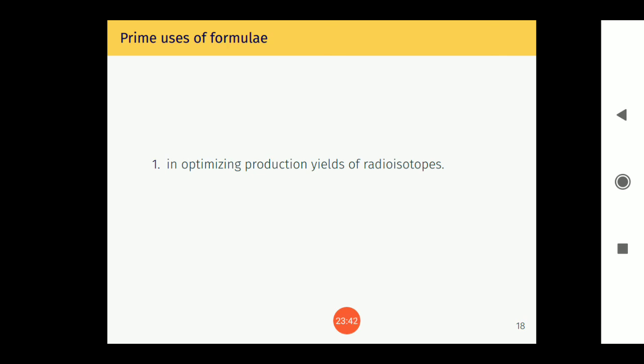The prime uses of the Breit-Wigner formulae are in optimizing the production yields of some isotopes, in analytical techniques of certain processes, and in the creation of nuclei beyond A equals 4 in stars. So in all such cases, Breit-Wigner formulae can be used. Not only here, Breit-Wigner relations are also useful in the case of elementary particles, where many types of nuclear resonances take place.